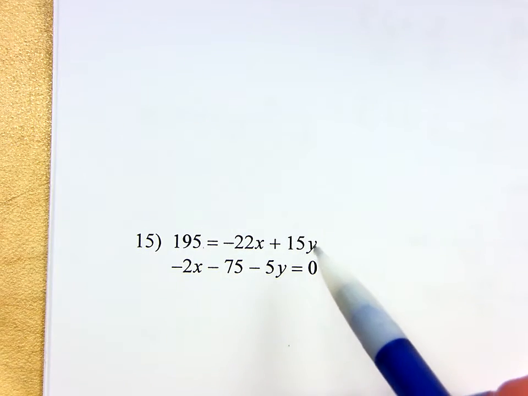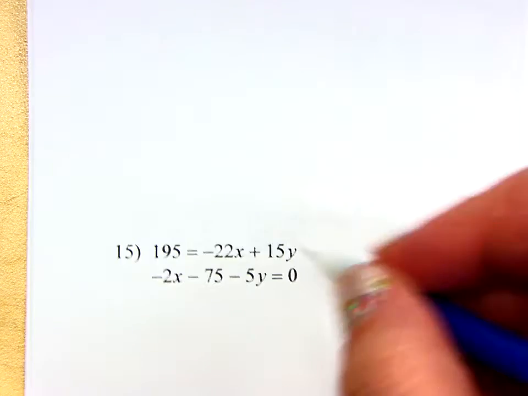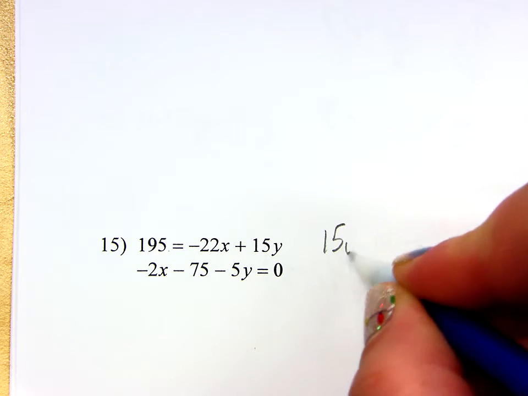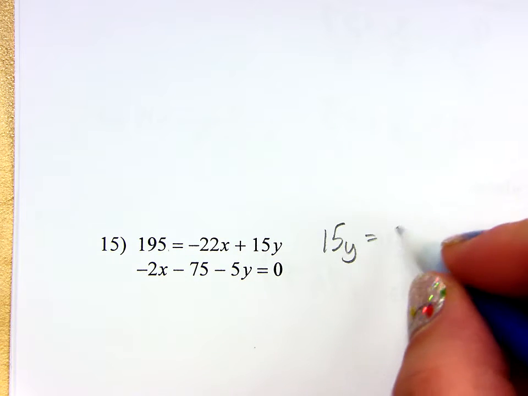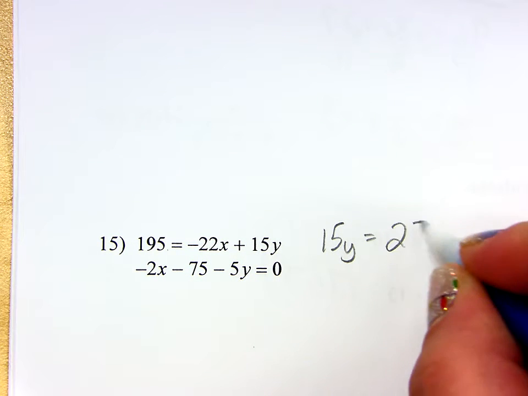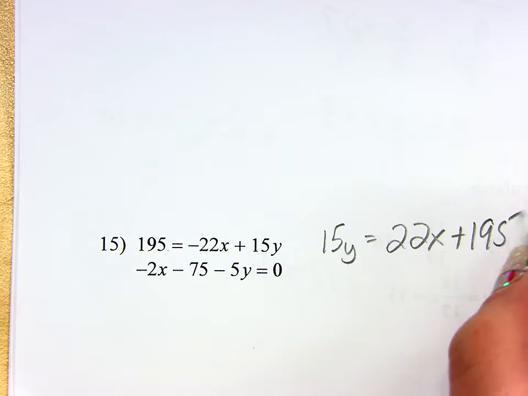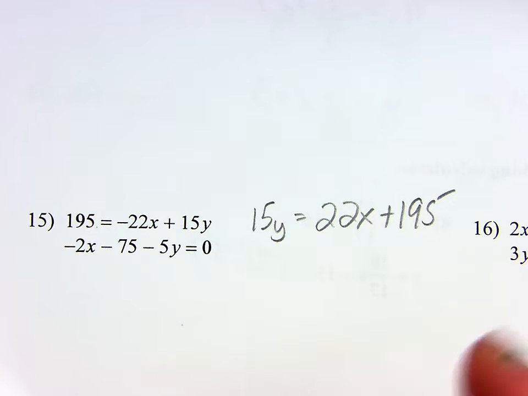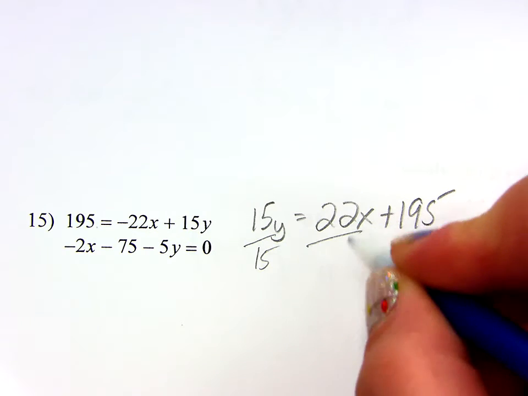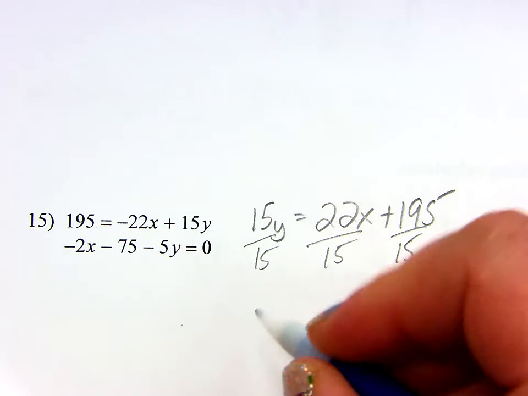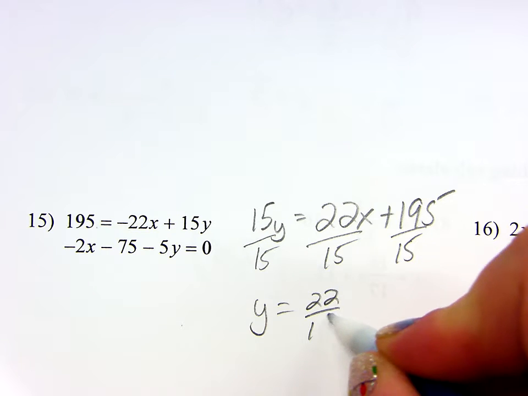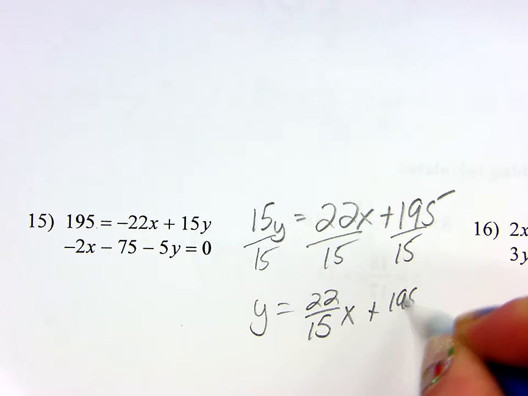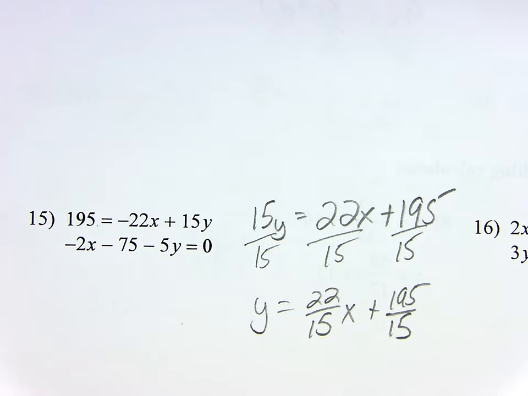So let's take this first equation. What would you do first? Add 22x to the other side. So I'm going to have 15y. I like the y on the left. And I'll add 22x to both sides. So now I'll have 22x plus 195. And then I would need to divide by 15. Don't bother simplifying any of this. You're just going to leave it. Your calculator can handle fractions all day long. So there's my first equation. That's the extent of what you have to do by hand.